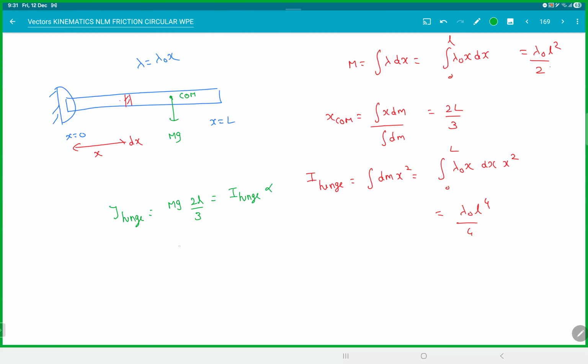And then what is m? m is lambda naught L square by 2, g, 2L by 3, I about hinge is lambda naught L power 4 by 4, times alpha. So there, figure out whatever is the answer. Clear with this? It won't be mL square by 3. That's for a uniform rod, isn't it?